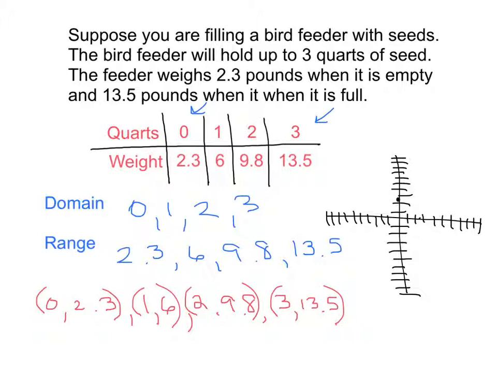Now we have 1 on the x, so we go over 1, and then we go up 6. About right there. And then we have over 2 and up 9.8. And then we have over 3 and up 13.5. And again, I'm just going to estimate. So now if we connect all of these, we have now graphed our function.